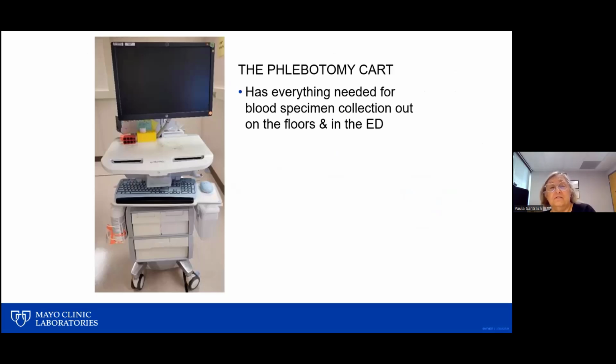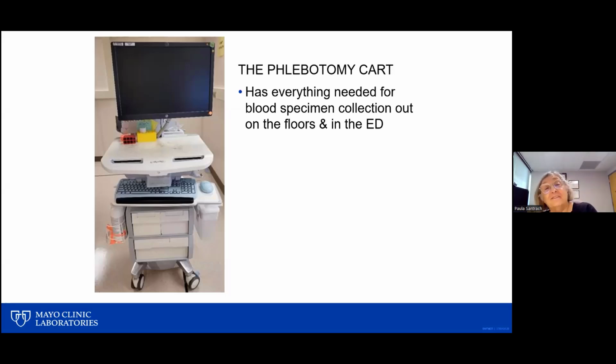We've developed an approach for a phlebotomist to be self-sufficient on the floor and do the collections they need with a cart. This is our phlebotomy cart, and each phlebotomist has one. Everything you need for specimen collection out on the floors and in the emergency department is on this cart. I'll show you the pieces.